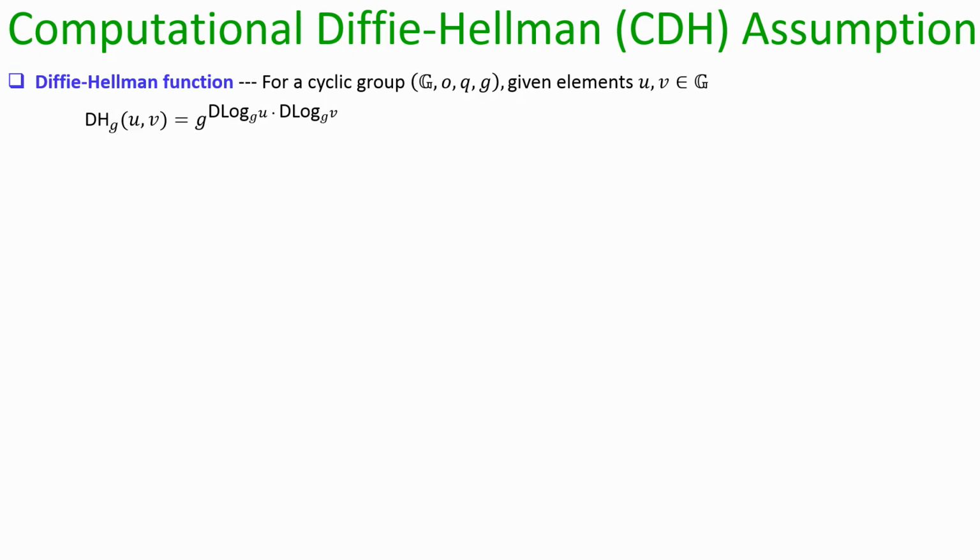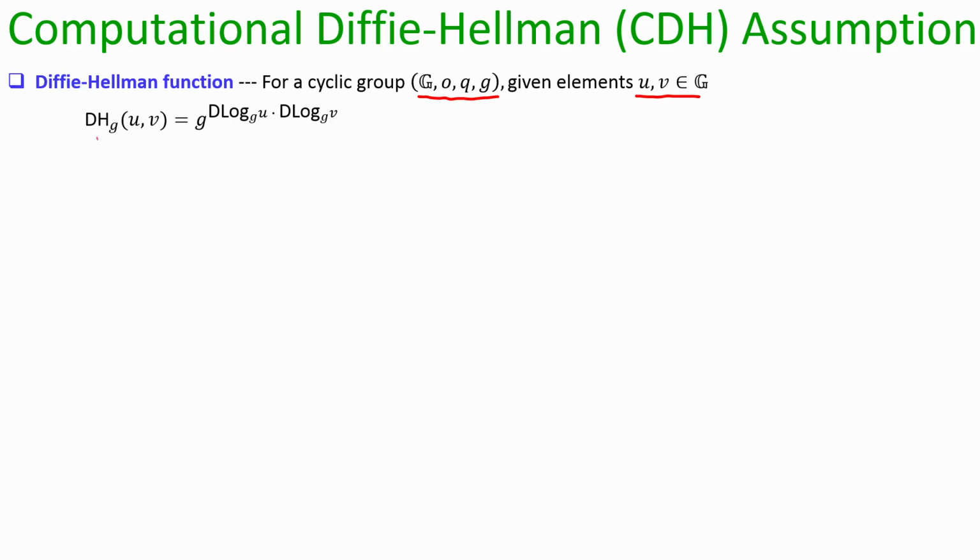Now, let us see a related assumption which we call the computational Diffie-Hellman assumption or CDH assumption, and for that let us first introduce the notion of the Diffie-Hellman function. So, imagine we are given the description of a cyclic group where the generator g is known and the size of the group is q, and say we are given elements u and v from the group.